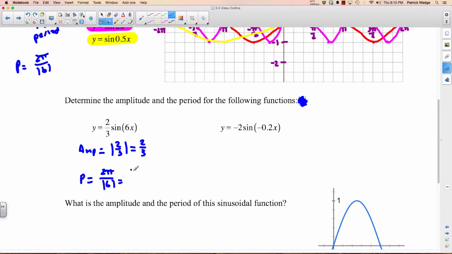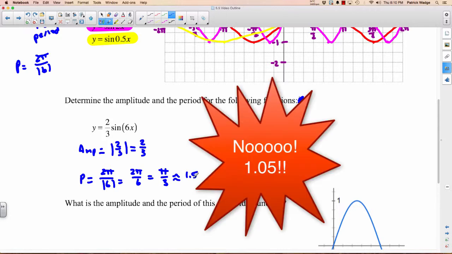Well, the absolute value of 6 is just 6, and 2 pi over 6, you can put that in lowest terms by dividing top and bottom by 2, you get pi over 3. Now to me that's an awesome answer, perfect. In your book for some reason they also want you to switch it into a decimal, so you do 3.14 divided by 3 and you'd get an approximate answer. I mean, it's pretty darn close, but the approximate answer would be 1.5, right?